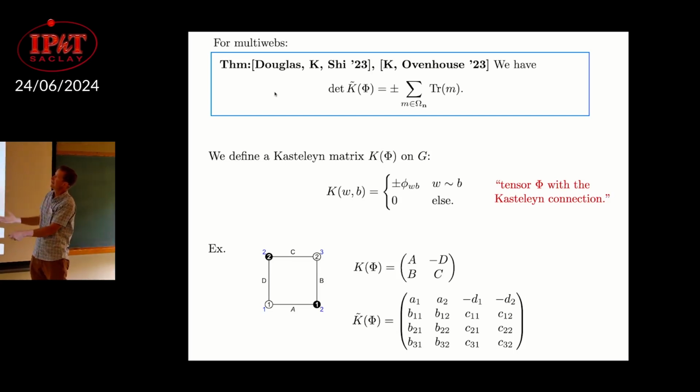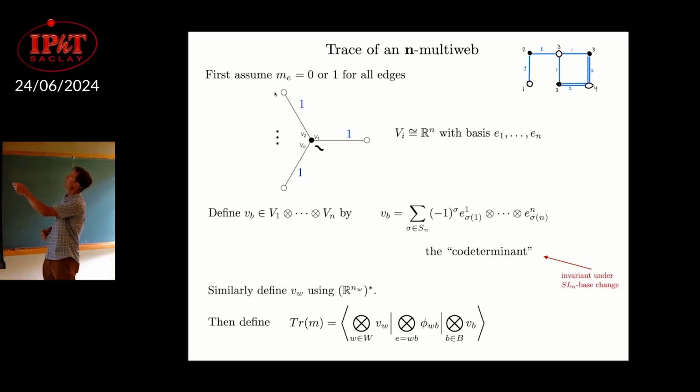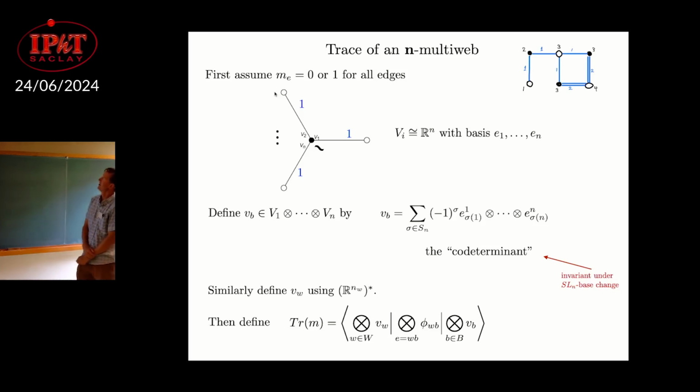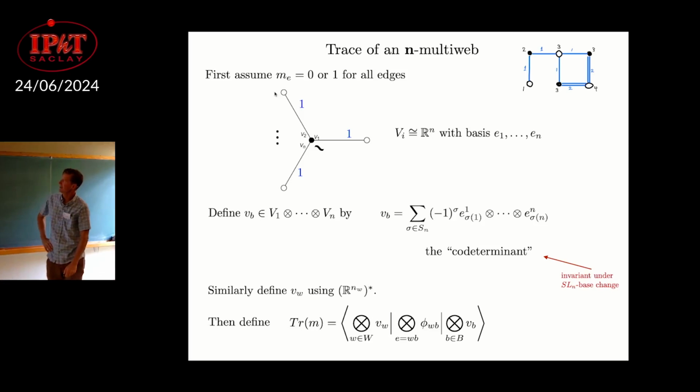Okay, so now I have to tell you what the trace is. At least you know what the left-hand side is, and I have to tell you what the trace of a multi-web is. So remember what a multi-web is. It's an integer-valued function on the edges of the graph with the appropriate summation condition at each vertex.